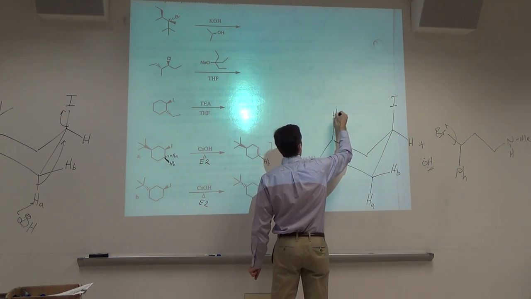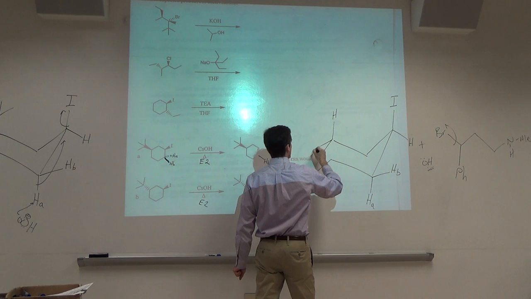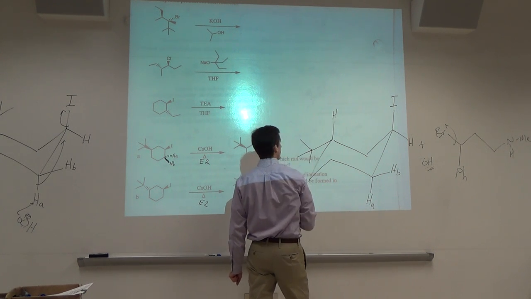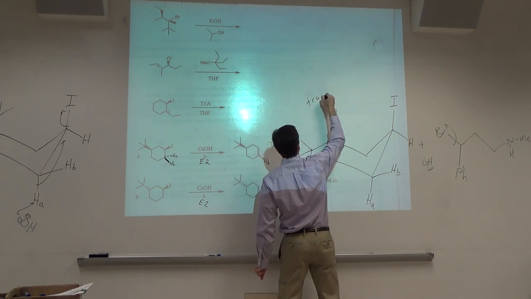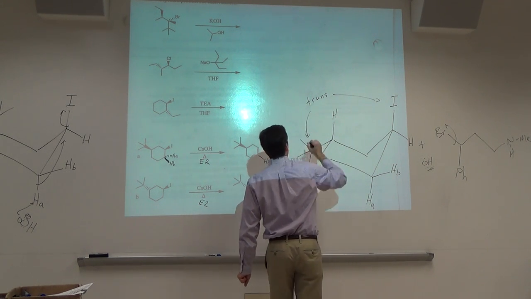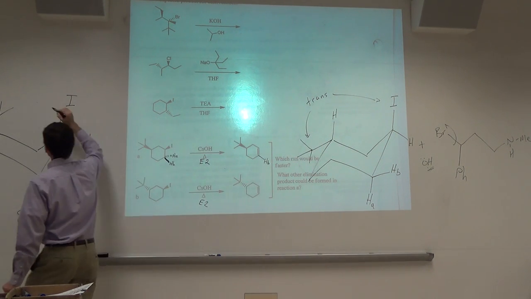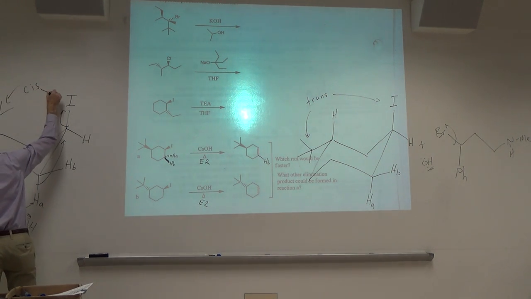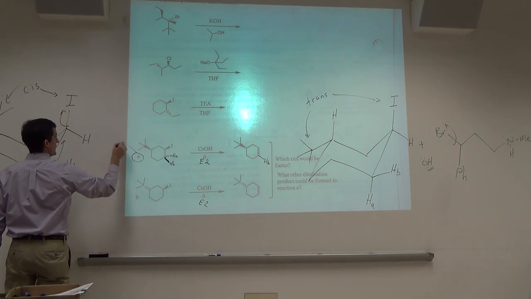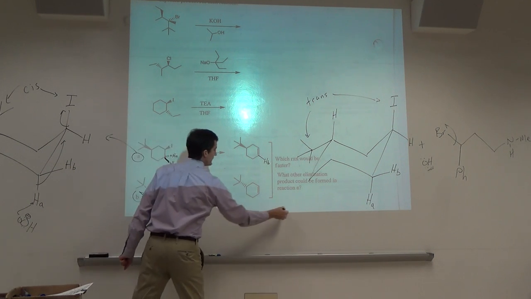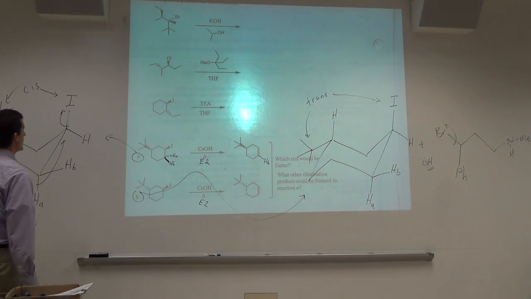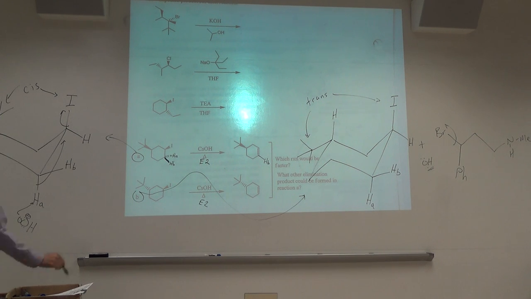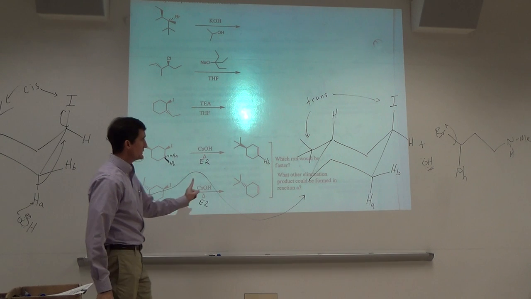And that's it. But over here, this is equatorial. So over here, these are trans. Right? But here they're cis. And this is A. And this is B over here. These are the conformations that the molecules have to exist in to eliminate with the iodine axial. Which reaction would be faster?